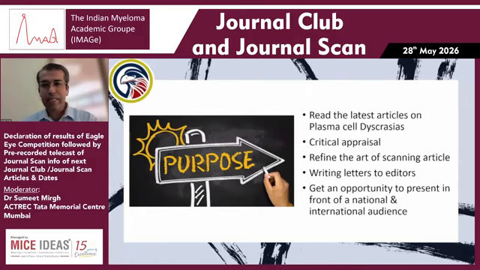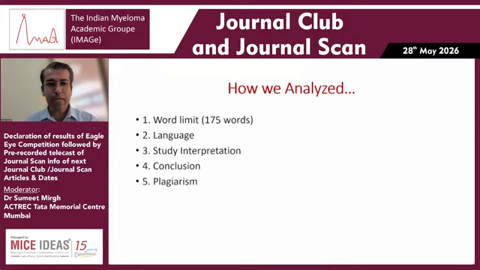The intent is that the young faculty and students should read the latest articles on plasma cell neoplasms, learn the art of critical appraisal, and at the same time, refine the art of scanning an article. This will lead to more letters to editors and correspondences from our country, and at the same time, give an opportunity to present in front of an august audience. So the 5 factors on which we analyze are, first, the word limit, which is very strict, 175 words and not one word beyond that. Second, the language, the study interpretation, the conclusion, and in today's era, you obviously look for plagiarism or AI generated content in any commentary.